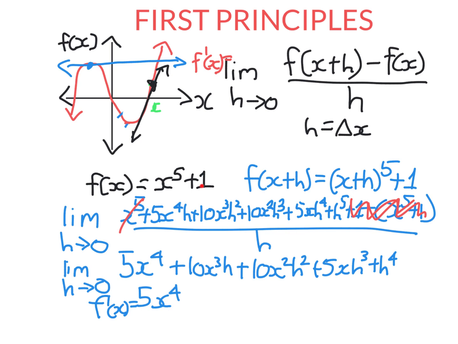For example, this curve goes through the point (1, 2). So if I want to find the gradient at that point, I just substitute x for 1 into the derivative. It'll be 5 times 1 to the power of 4, or 5. That will be the gradient of the tangent to this curve at the point x equals 1.